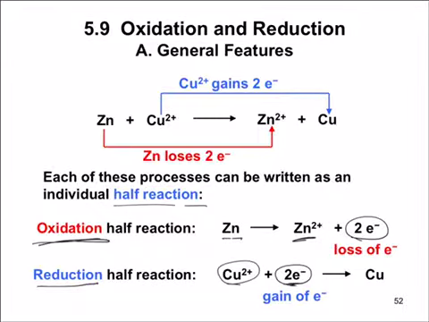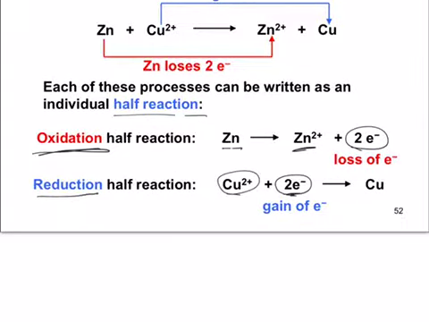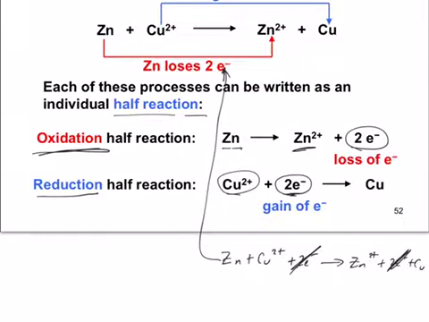Now, if I were to add these two equations up, I'd have zinc plus Cu2 plus 2 electrons goes to zinc 2 plus 2 electrons plus Cu. Well, the 2 electrons are the same on both sides, so I can cross them off. And that leads me back to my original equation. Okay? So the sum of your half reactions has to equal your original equation. Okay? Otherwise, you have something completely wrong.